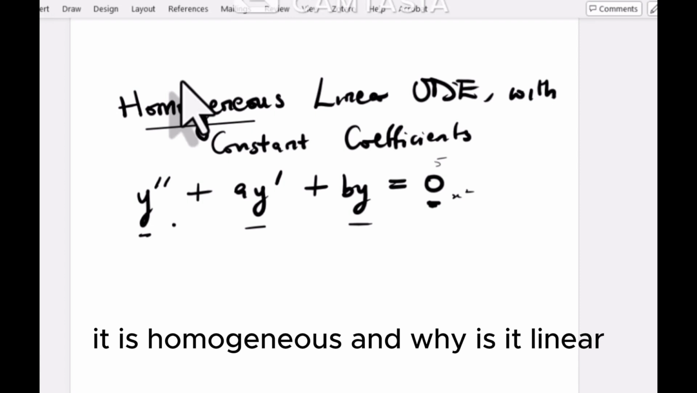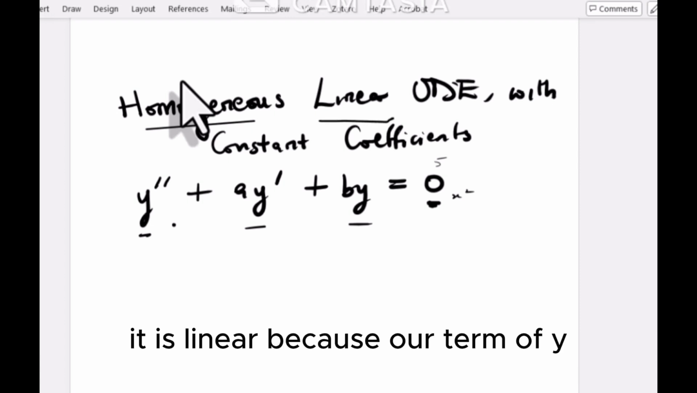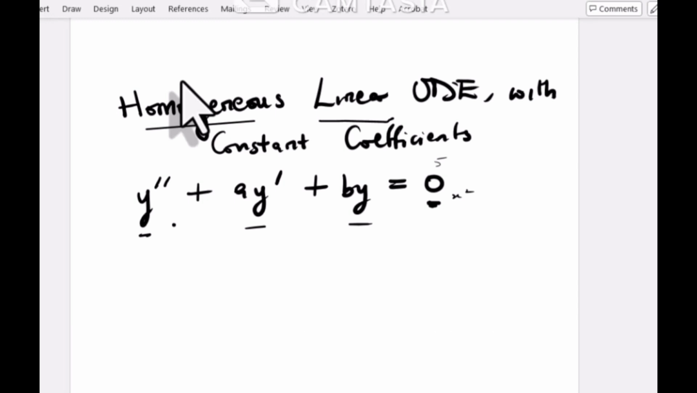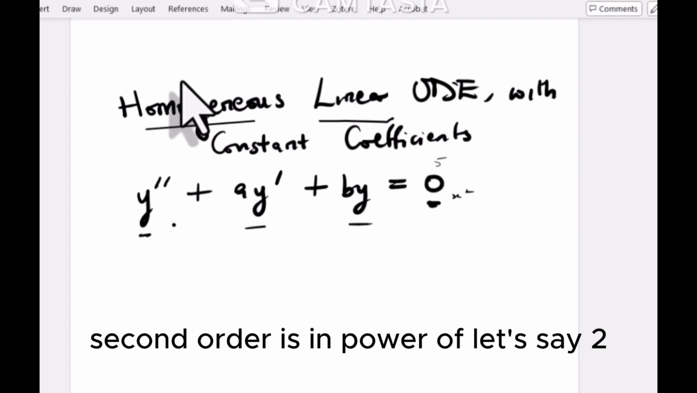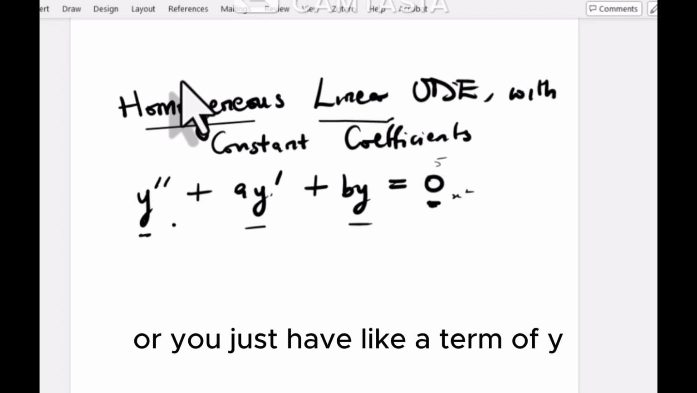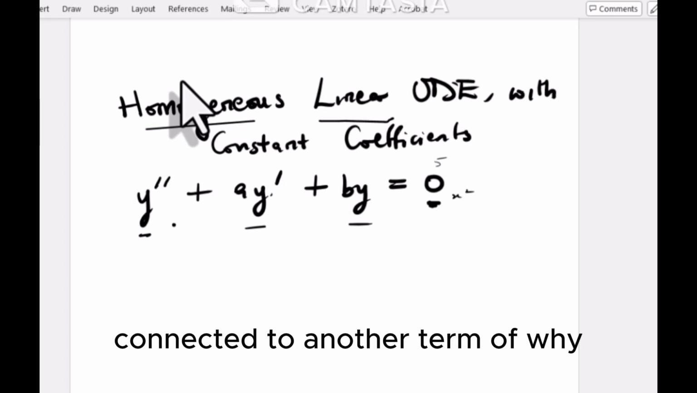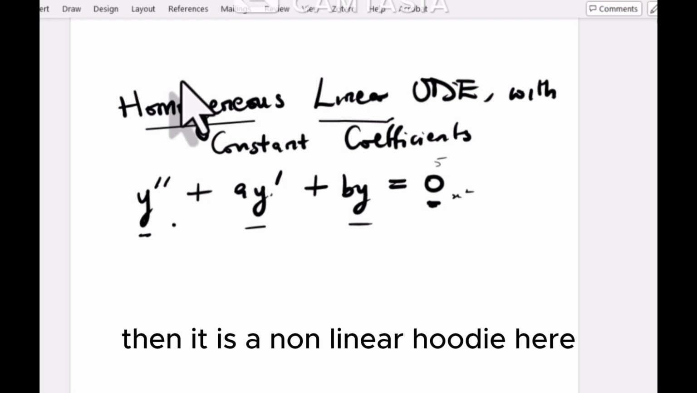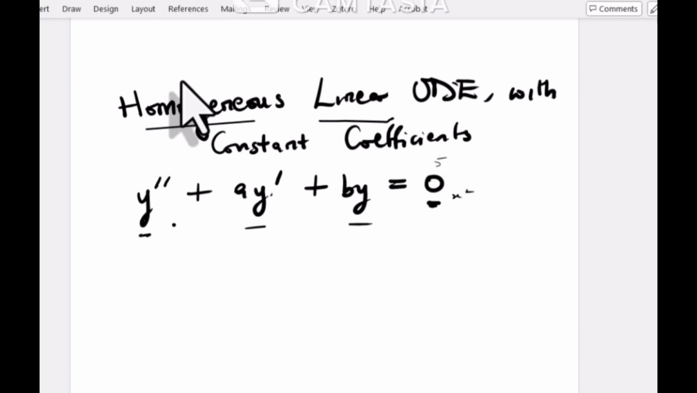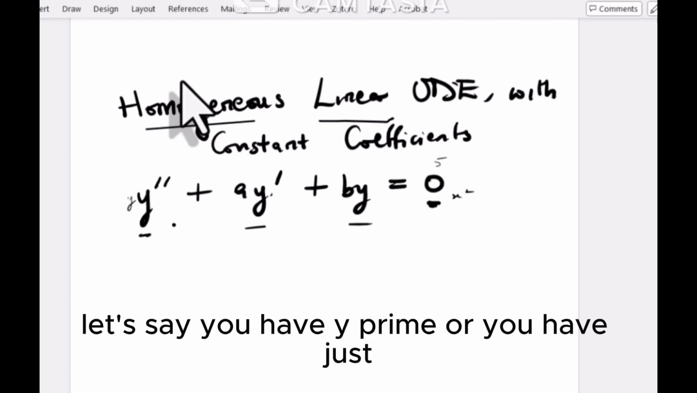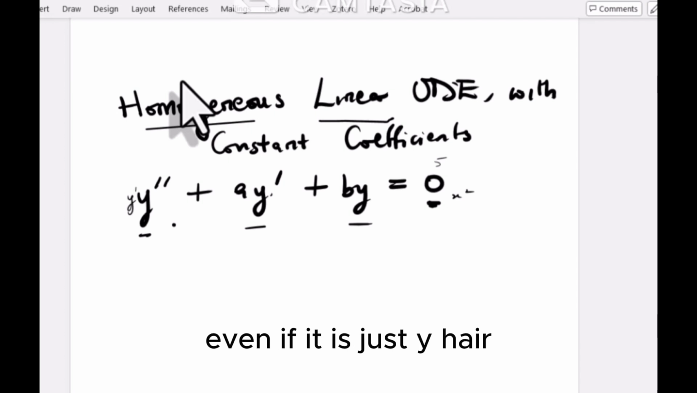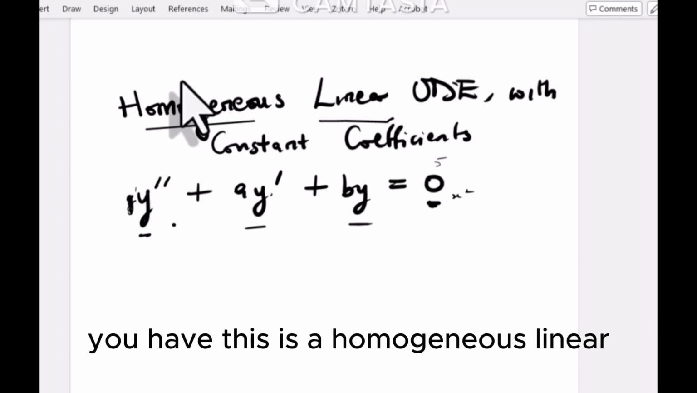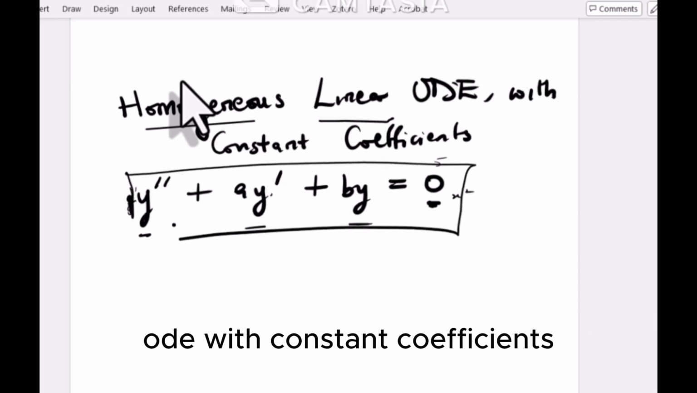And why is it linear? It is linear because our term of y is not in power of anything. If y'', the second order, is in power of, let's say, 2, or you have a term of y connected to another term of y by multiplication or division, then it is a nonlinear ODE. So for this particular question, you have a homogeneous linear ODE with constant coefficients.